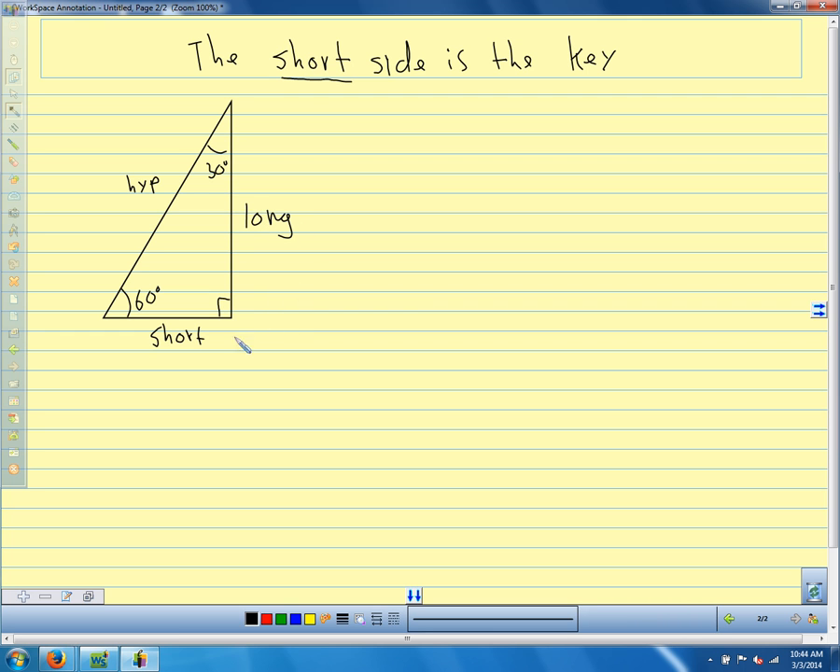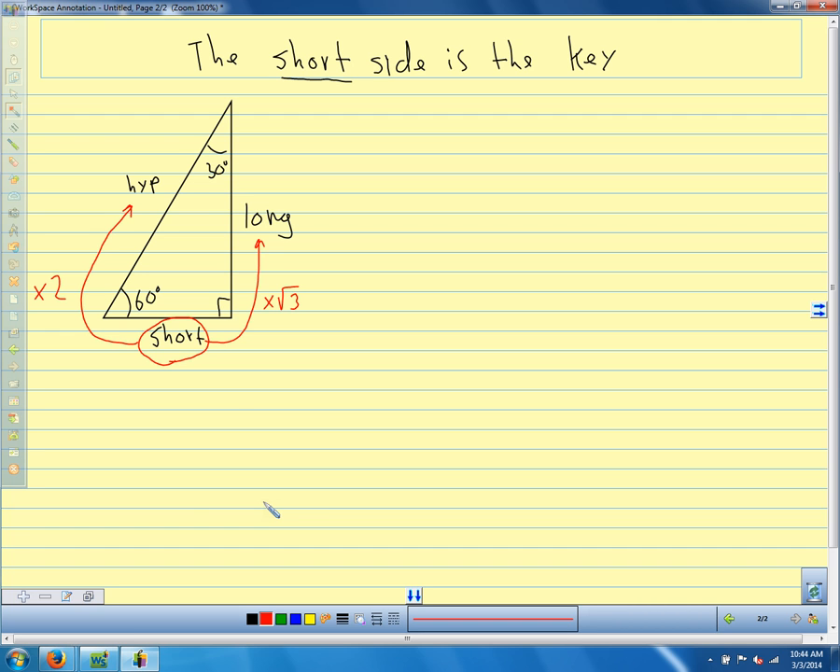All right, so we're going to say to go from the short to the hypotenuse, multiply by 2. To go from the short to the long, multiply by the square root of 3. That's all there is to it.